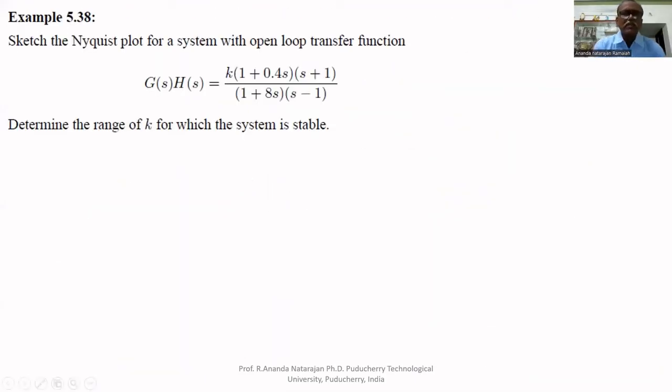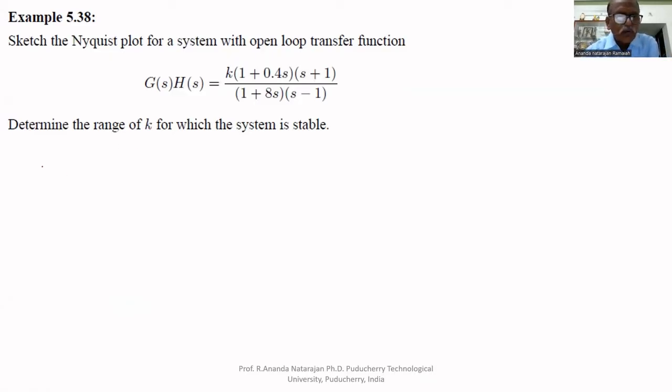Sketch the Nyquist plot for a system with open loop transfer function G(s)H(s) equal to K multiplied by (1 plus 0.4s) multiplied by (s plus 1), upon (1 plus 8s) multiplied by (s minus 1). Determine the range of K for which the system is stable.